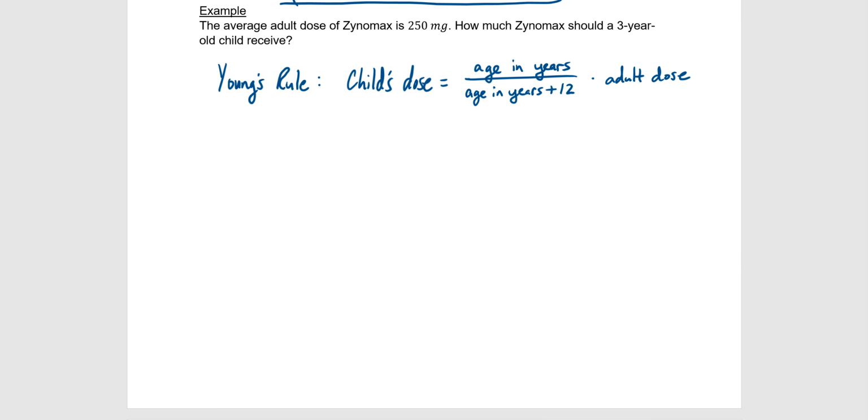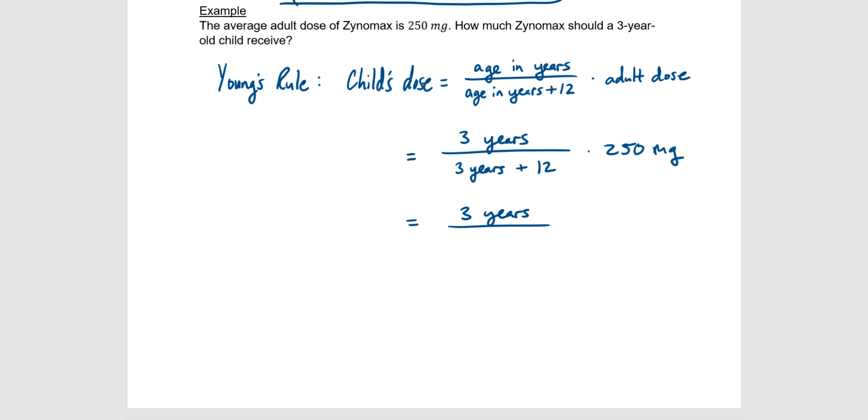The child's dose is going to be the age in years that's given divided by the age plus 12 times the adult dose. So the age in years is going to be 3 years divided by 3 years plus 12 times the adult dose of 250 milligrams. So you could have just done this in one step instead of writing 3 plus 12. This is going to be 3 years divided by 3 plus 12, we get 15 years. And that is still going to be times 250 milligrams for the adult dose.